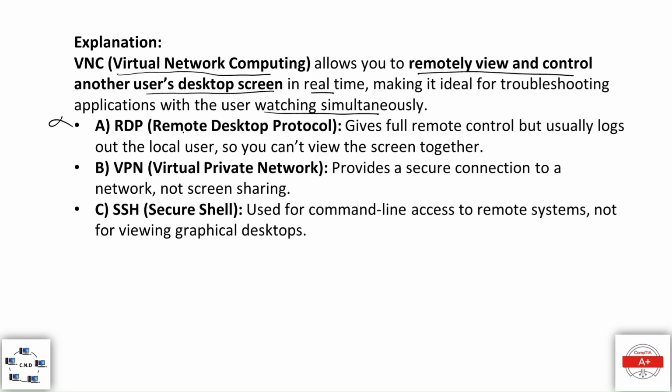Other options such as RDP, remote desktop protocol, give full remote control to the remote user but usually log out the local user. So the local user cannot view the screen, and both the remote and the local user cannot view the screen together. Option B, VPN, virtual private network, provides a secure connection to a network, not for screen sharing. And option C, SSH, secure shell, is for command line access to remote systems, not for viewing graphical desktops.